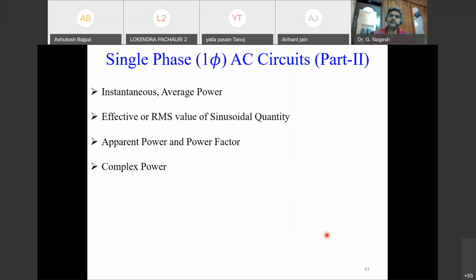So now we will start discussing part 2 of single phase AC circuits. Because till now we have not discussed what is called power. Okay, so what is RMS value, what are the different types of powers that can exist in single phase AC circuits. Okay, so this part 2 will deal with these parameters. Okay, like instantaneous power and average power. Okay, what is called effective or RMS value of a sinusoidal quantity. Okay, quantity means it can be a current or a voltage.